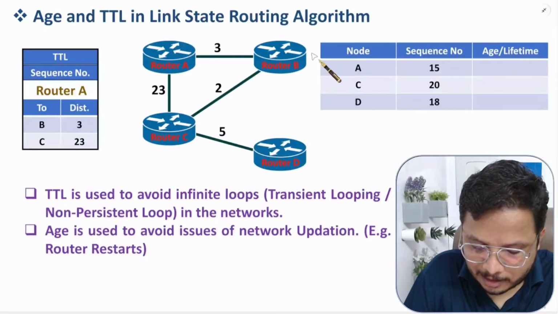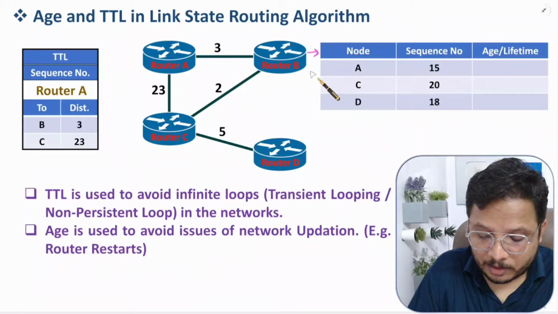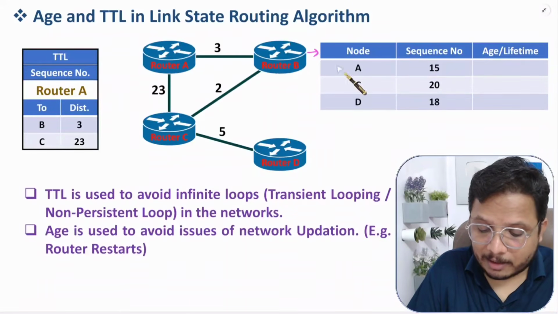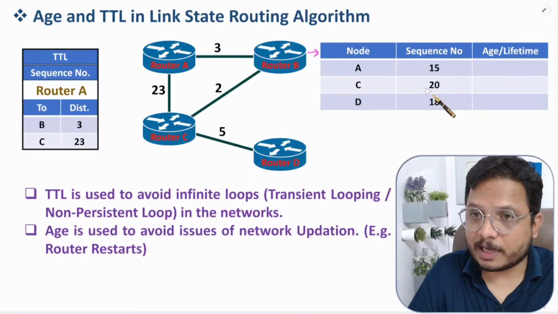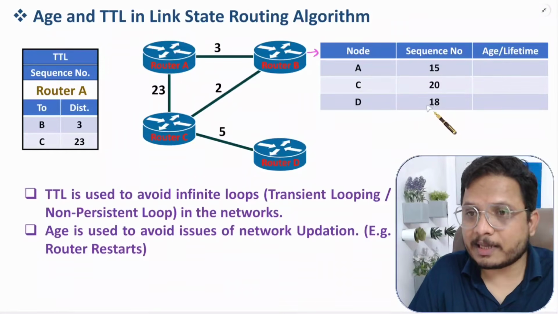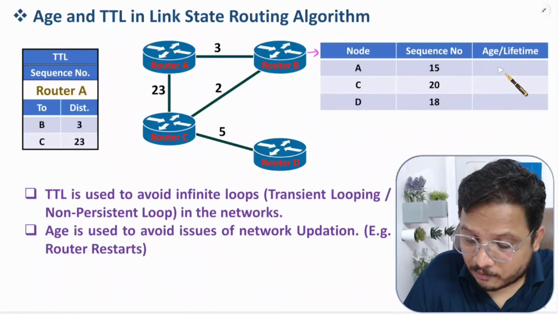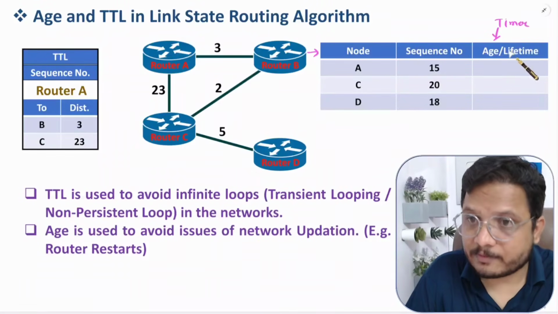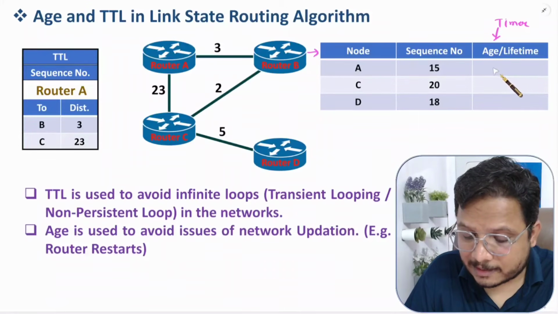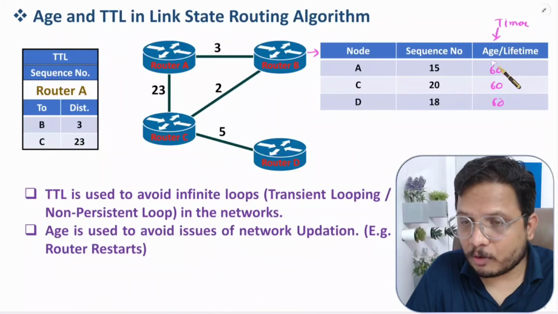You see, this router has link state information of A, C, D. With A, there will be sequence number 50. With C, sequence number 20. With D, sequence number 18. And with this sequence number, there is a finite age, or you can say timer, or lifetime. Let us say this age is 60 minutes, right? So with respect to time, the timer will run over here and this time will decrement, right?